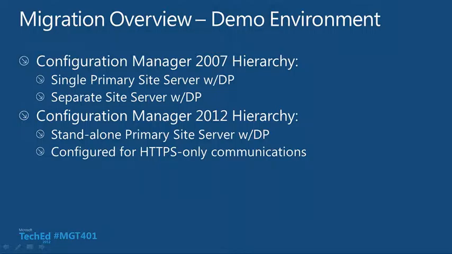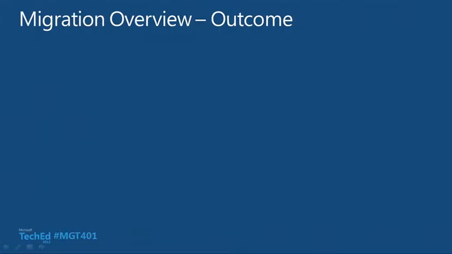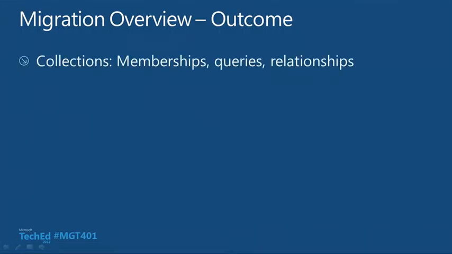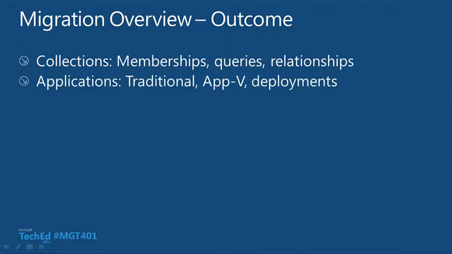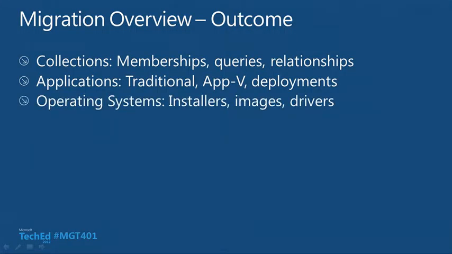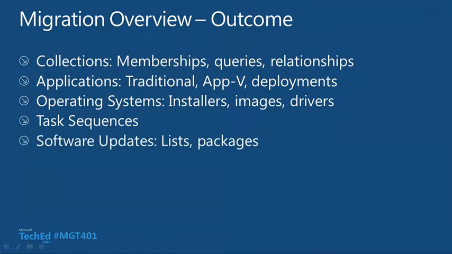All right, so what we're actually going to bring across are the collections, or some of them anyway. We'll look at how memberships and queries and the relationships between them are honoured. We'll look at bringing across some applications, some traditional ones, as well as some App-V ones, and some advertisements and how they behave. We'll bring across OS, so installers, images, drivers, and so on. Task sequences, some software updates as far as lists and packages. We'll bring the clients across and we'll upgrade DPs.